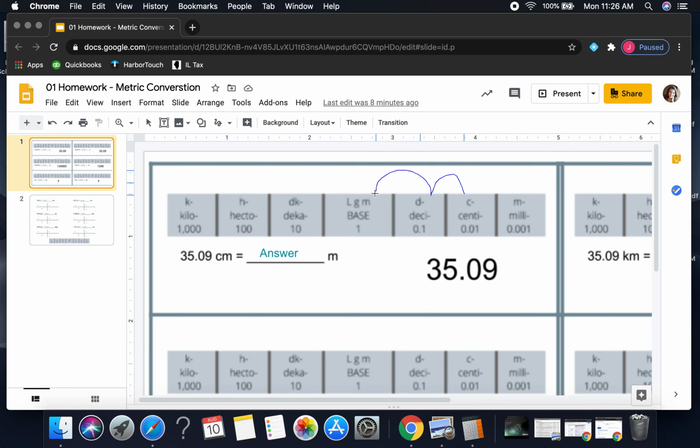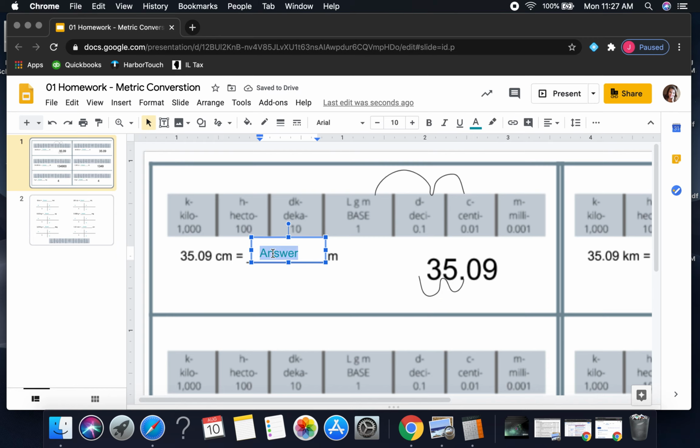1, 2 jumps to the left. Then I'm going to hit my scribble again so that I get my cursor back, knowing that I am going to make a new scribble. We went 1, 2 to the left, so I'm going to go to my decimal point and move 1, 2 to the left. My answer is going to be point, and you could do 0 point, or just point is fine. 3, 5, 0, 9. That's my answer for that.